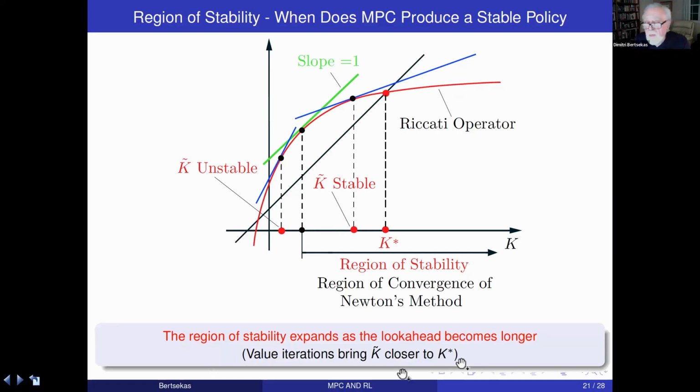Now, another important point here is that the region of stability expands as the length of the look-ahead increases. Long look-ahead means several value iterations are applied to K tilde to bring it closer to K star. So the longer the look-ahead, the more of a chance there is that at the end of the look-ahead, you'll enter the region of stability.